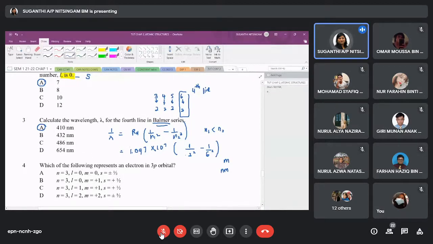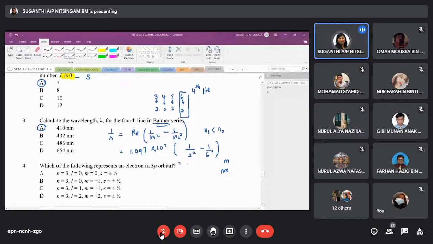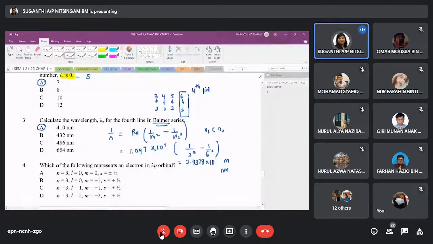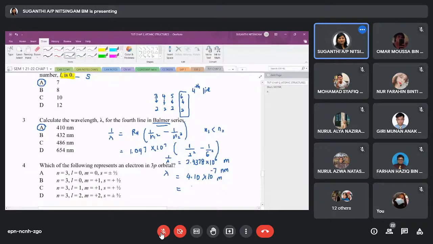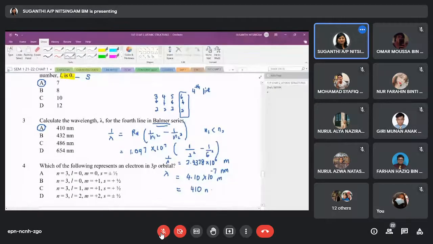Kalau meter tu kamu dapat berapa? 2.4378 times 10 to the power of 6 meter. Kalau nano dia negatif 9 kan? So dia kena ubah lagi. Ini 1 per lambda. Sorry, this is 1 per lambda. So lambda dia adalah 4.10 times 10 to the power of negative 7 meter. So kalau kita nak jadikan dia nanometer, kita alih 2. So 410 nanometer.